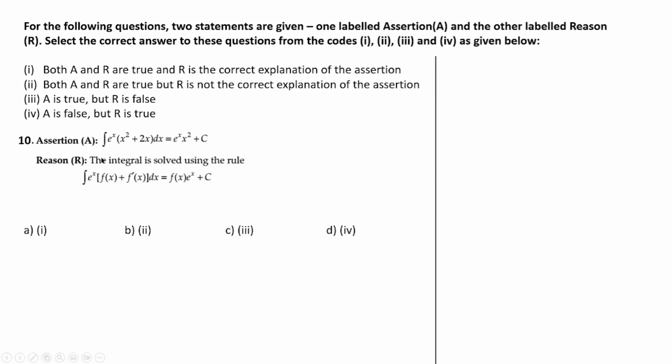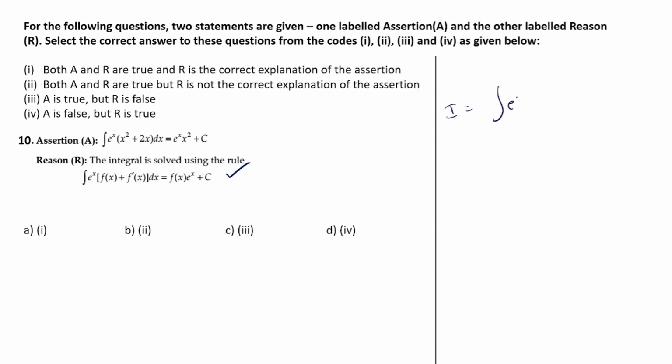Next we have questions from integrals. The assertion is integral e raised to x into x square plus 2x dx equal to e raised to x square plus c. Reason is the integral is solved using the rule integral e raised to x into f of x plus f dash of x dx equal to f of x into e raised to x plus c. So we are aware of this rule. So here the reason is true. Let us check whether the assertion is true or not.